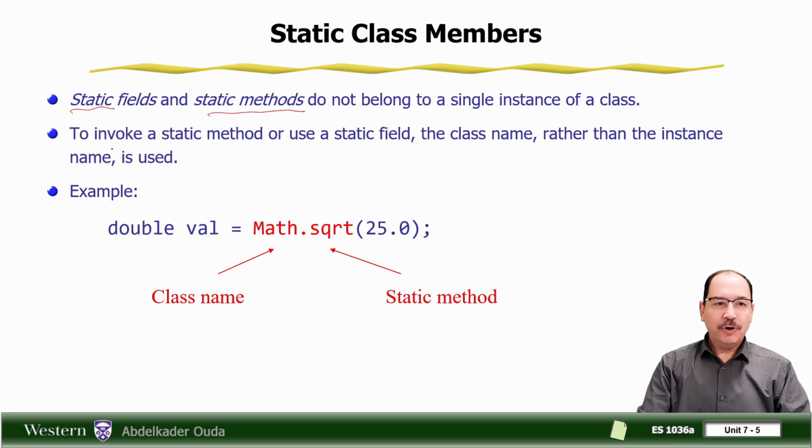So to invoke static methods or use a static field, we just use the class name instead of using the object name. In this example here, we use the standard Math class in order to invoke the method square root. Simply, here we use the class name instead of an object name because the method has been defined as a static method inside this class, and directly we invoke this method.